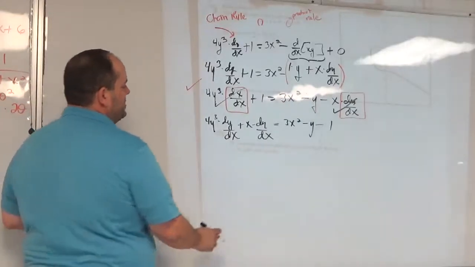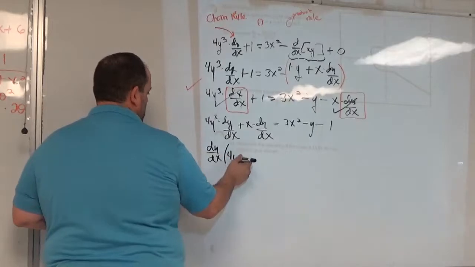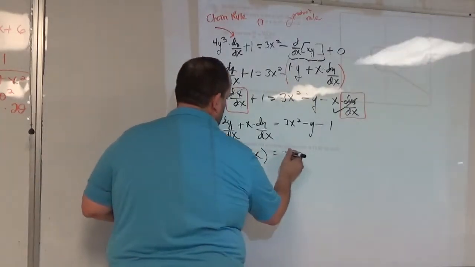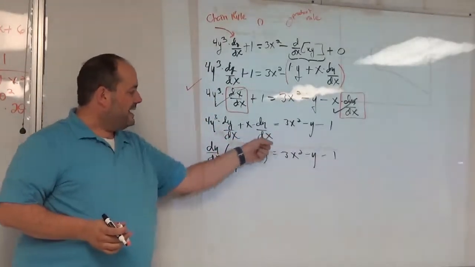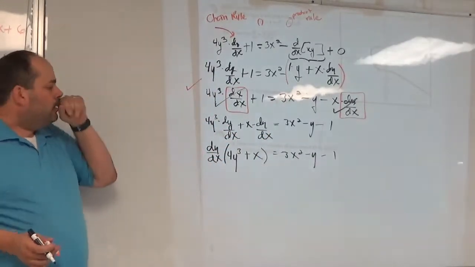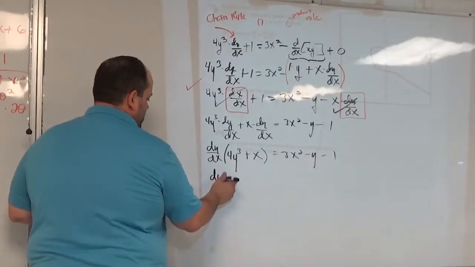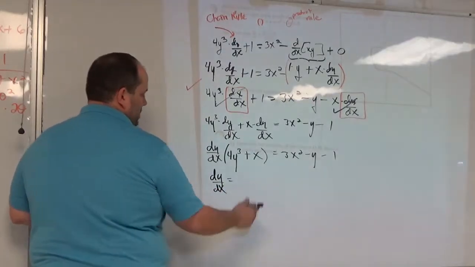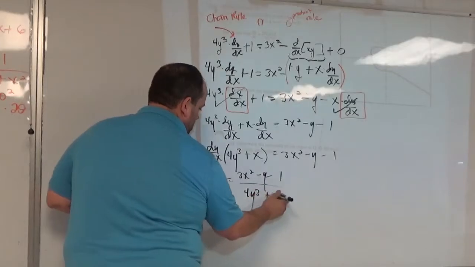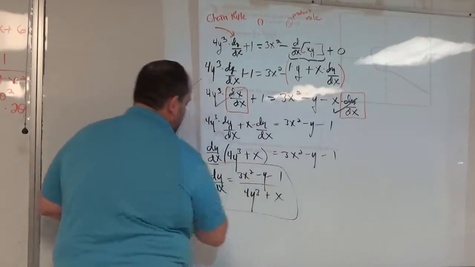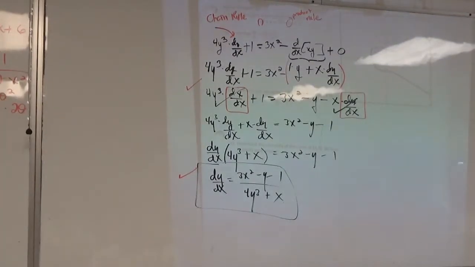The algebra piece that you need, you cannot cancel, factor. I can take that dy/dx and factor it out in front, times 4y cubed plus x equals all this stuff. So finish it off. What's dy/dx equal to? 3x squared minus y minus 1 divided by 4y cubed plus x. And that's where the second point would come in. It's a whole lot of sneaky algebra.